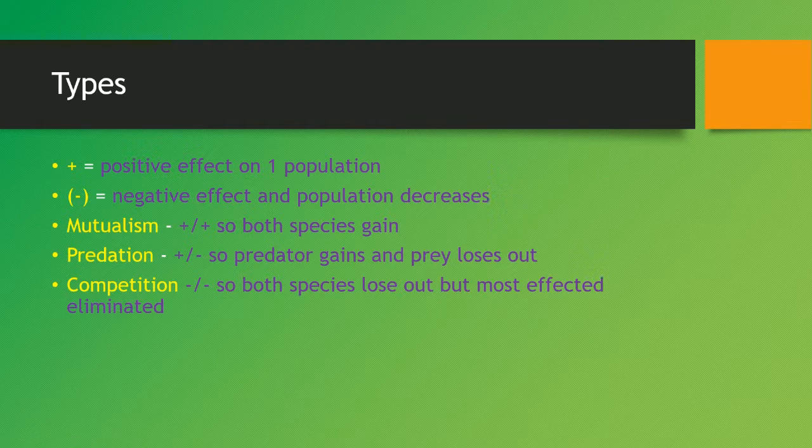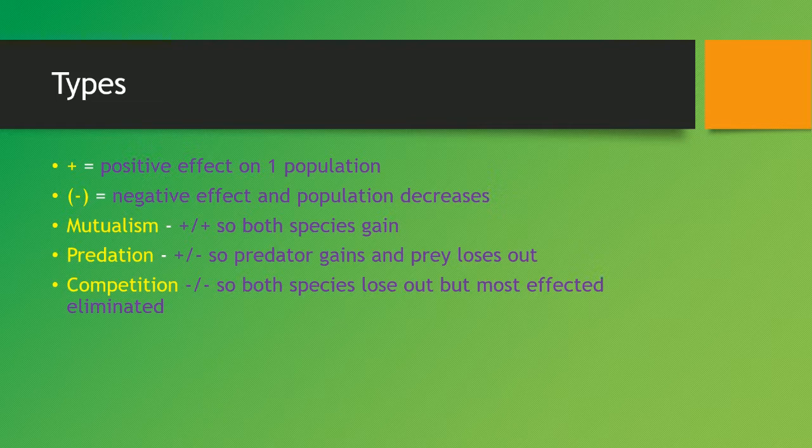So there's a couple of different types of population interactions. These can be positive or negative, and then you go in depth and talk about mutualism, predation, and pure competition. A positive interaction means there'll be a positive effect on one population, so they'll grow in numbers. A negative effect is whenever the population will decrease. These can be positive-positive, positive-negative, and negative-negative, known as mutualism, predation, and competition.